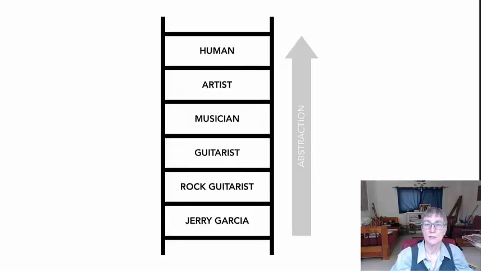All right, here's the next example. Similarly, on the bottom rung here, the expression Jerry Garcia, which in this case is a proper name instead of a noun, but that refers to a single individual, the now deceased guitarist of the Grateful Dead.